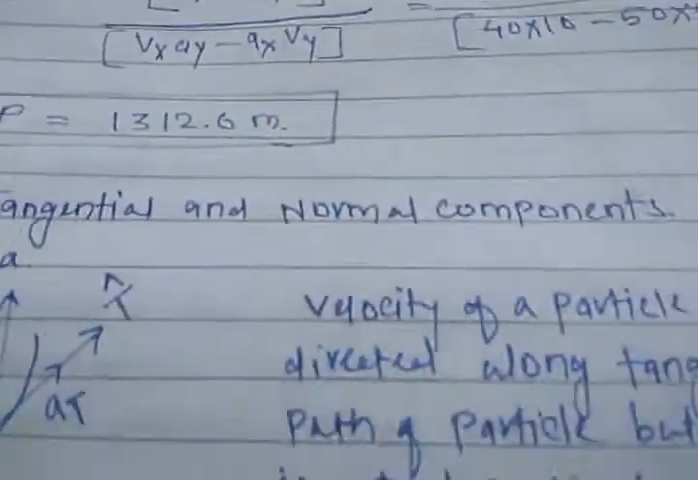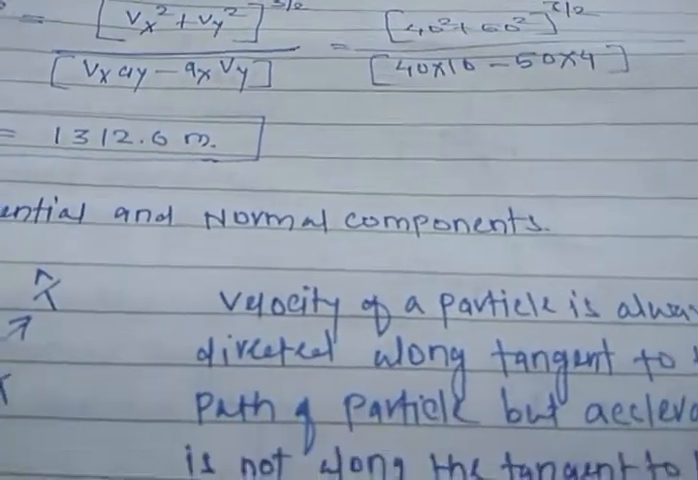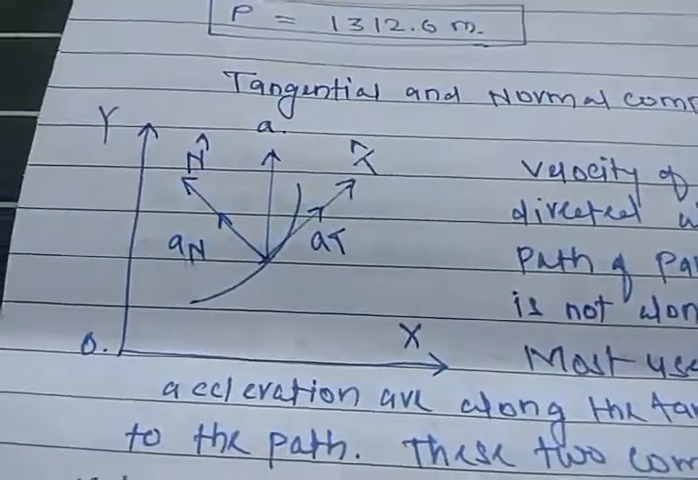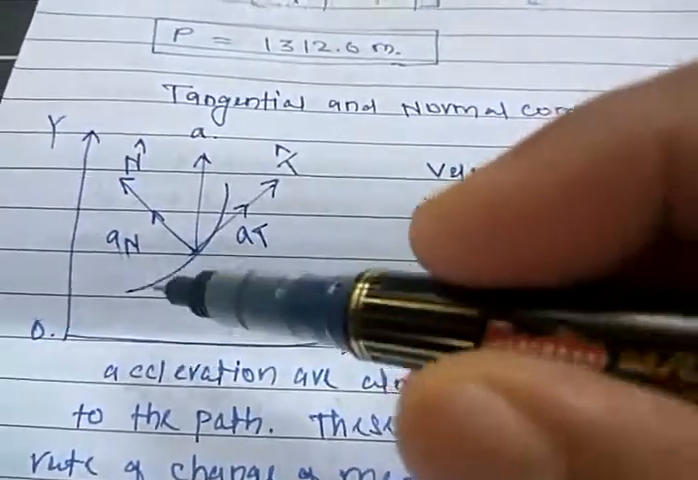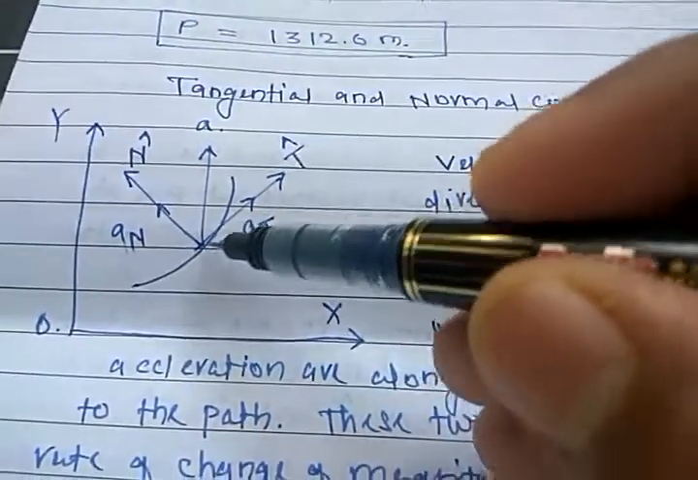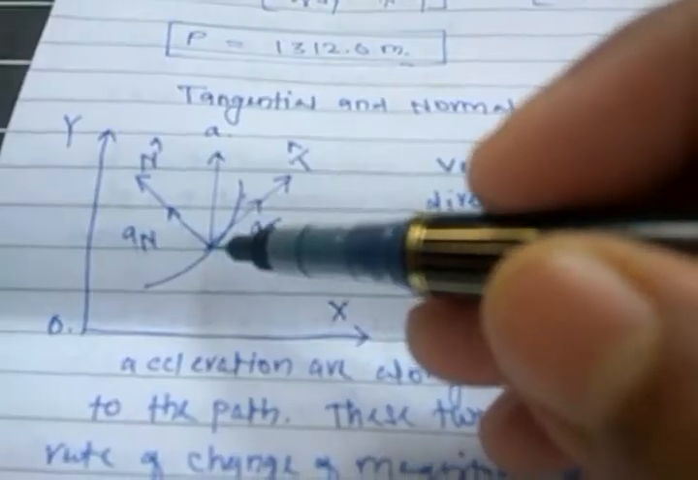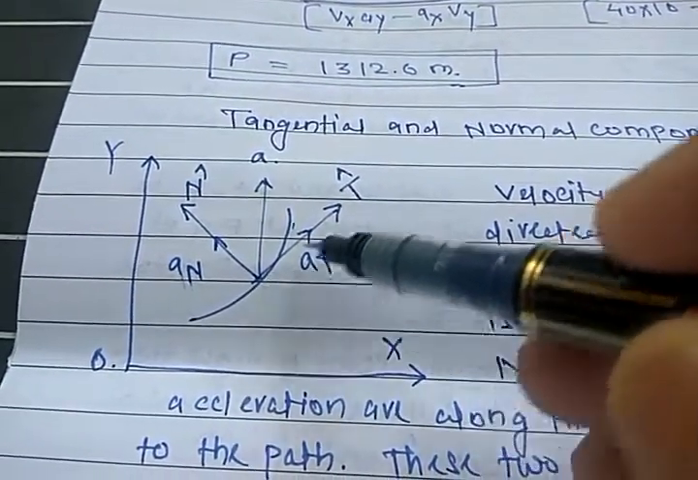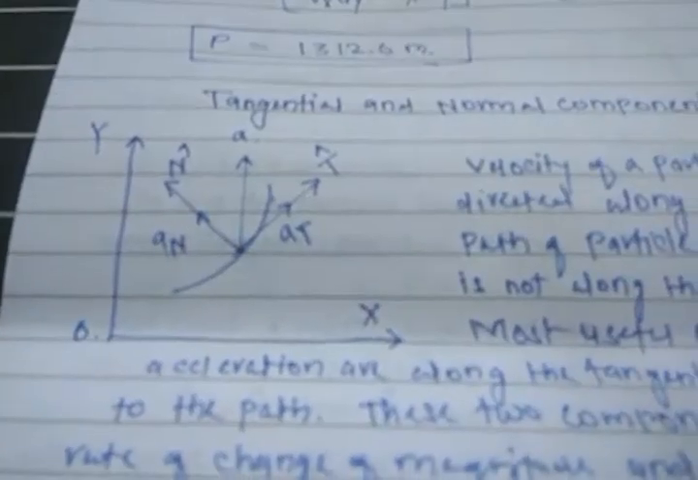Hello students. Now we will see tangential and normal components. This is an important bit in our syllabus. Okay, so see this sketch here. This is the path of a particle. At any instant the particle is here, and its velocity is along the tangent to the curve.